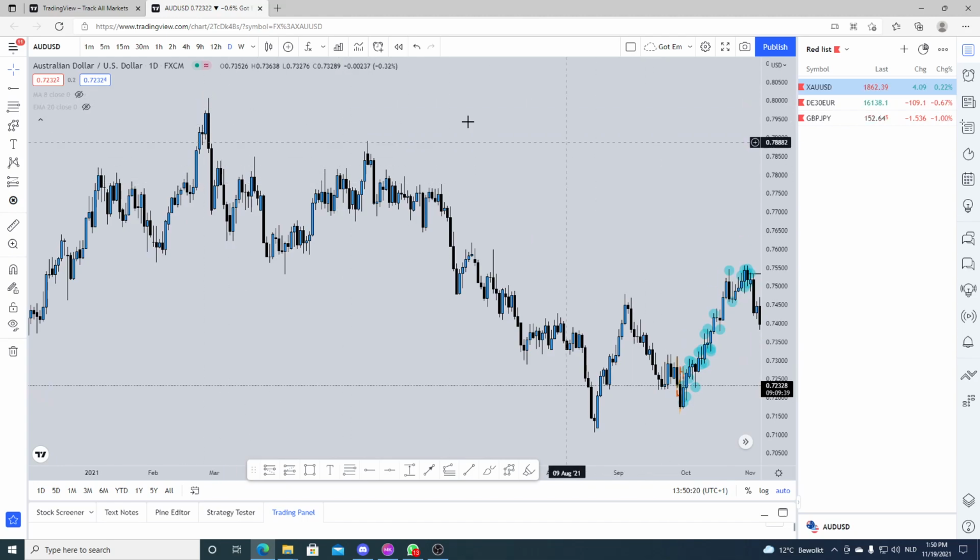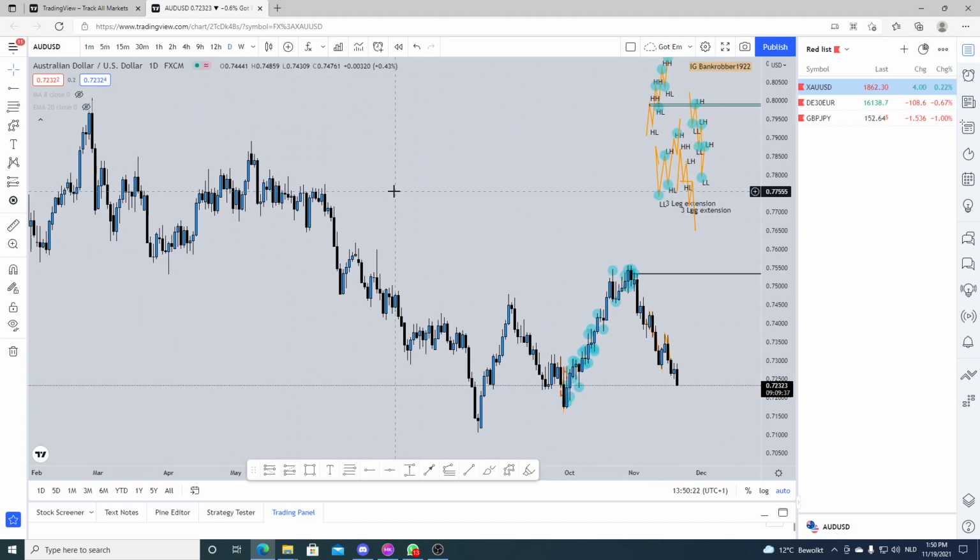I truly don't have the patience to hold that long. I'm not a swing trader. I'm an intraday scalper type of trader. I take what the market gives, right?